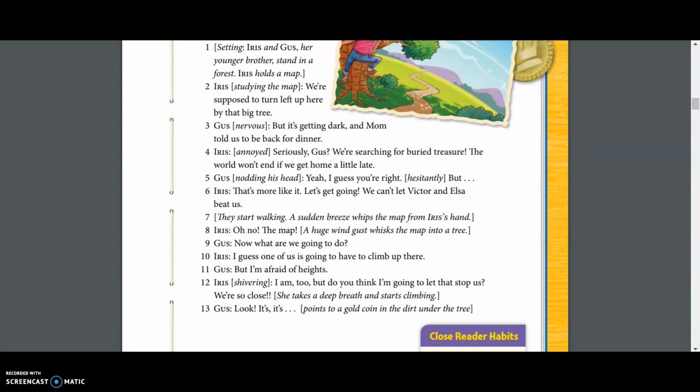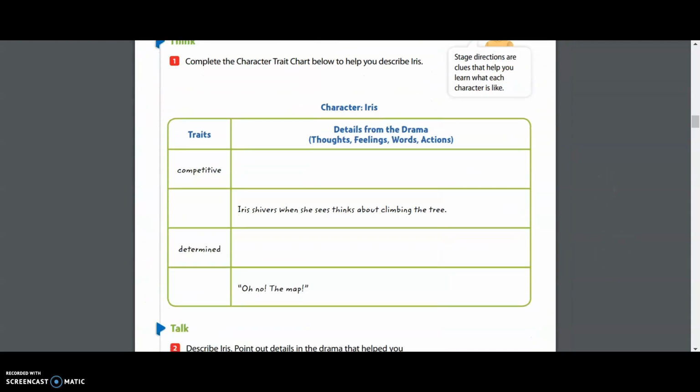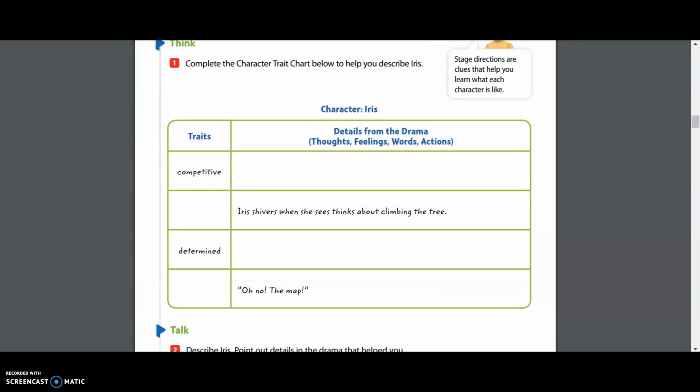You are absolutely correct, especially if you said that both are afraid to climb the tree to get the map. But then Iris begins to climb. That's going to tell us a little bit about her character traits, as we're going to see in a little bit. So let's flip back over to that graphic organizer that you all have. As we see here, part of it is completed while other sections are left out. Don't worry, we're about to do this together.